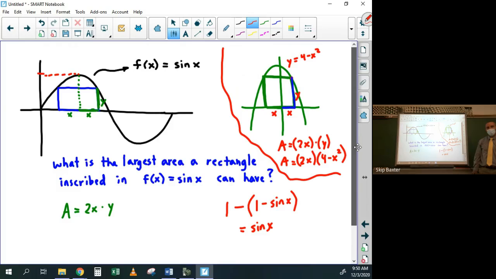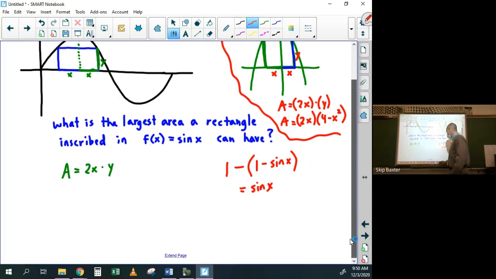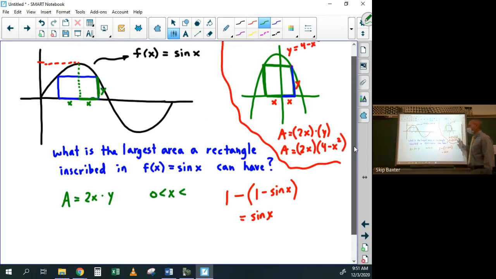Does it help to know the range of what x can be? Because x has to be between 0 and pi over 2, because this whole distance is pi. That takes care of the endpoint aspect of it, but we still need to figure out the height of the function.